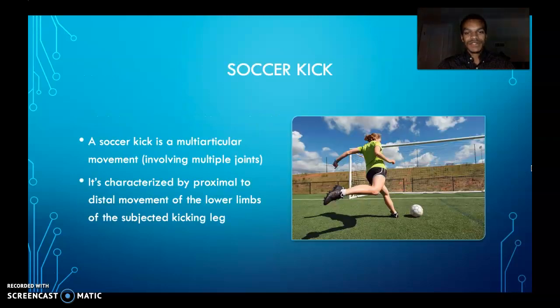Soccer kick. A soccer kick is a multi-articular movement that involves multiple joints at the same time. It's characterized by the proximal to distal movement of the lower limbs of the subjected kicking leg. For example, my subjected kicking leg most of the time is my right leg because it is my dominant leg.